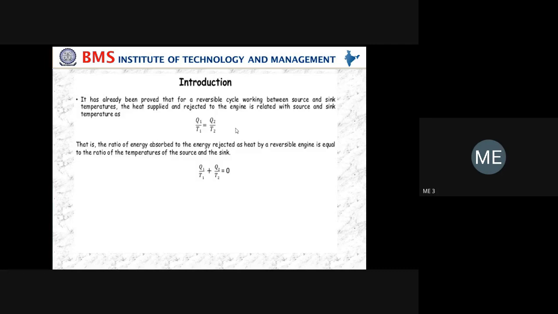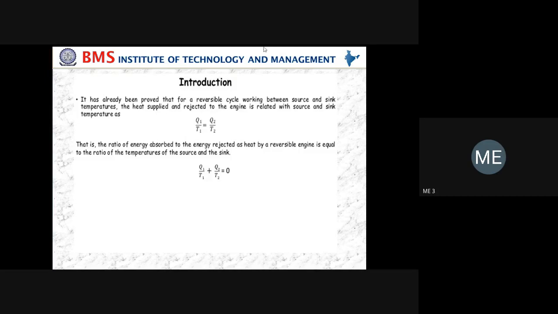Anyone? Why minus sign for Q2? Why plus sign for Q1? You have already studied sign convention in work and heat transfer. Q1 is the heat released and Q2 is the heat absorbed by the engine. Correct. So you have already studied the sign convention.